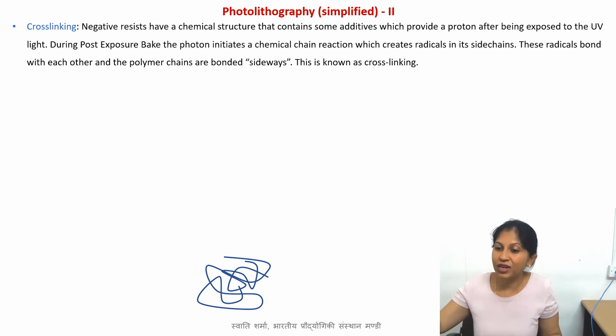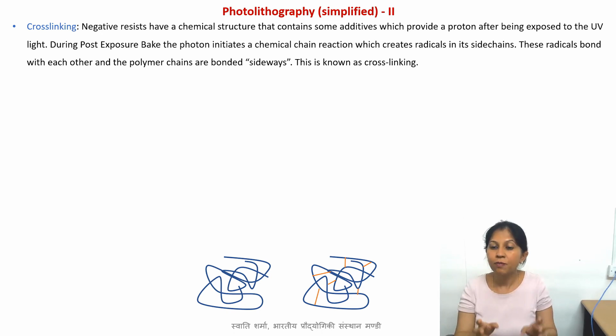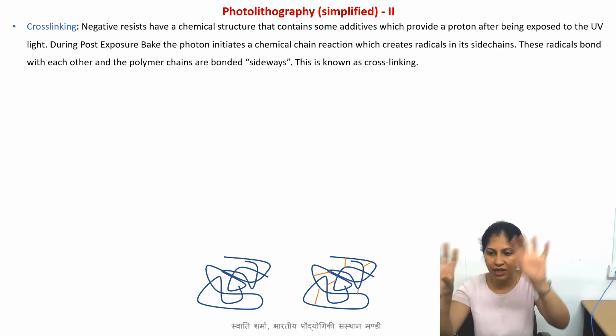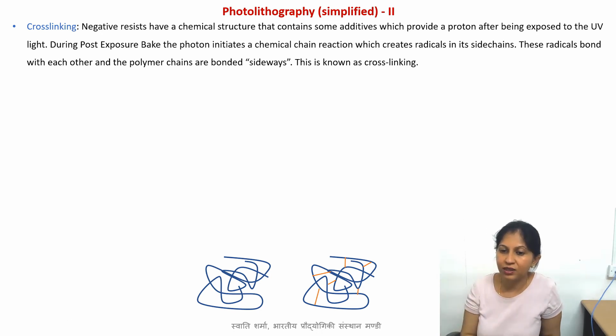So this is a chain reaction. Typically, when you expose the material to the UV light, you actually initiate the reaction, and that is why you need a post-exposure bake. That is where the reaction progresses or propagates, and at the end you will get something like this. You will have the same polymer but cross-linked. Now it is more like a big hard chunk of material, and that is what is known as the cross-linking process. Okay.